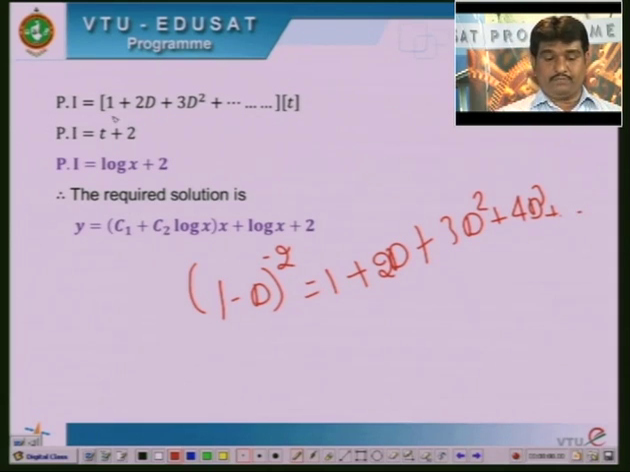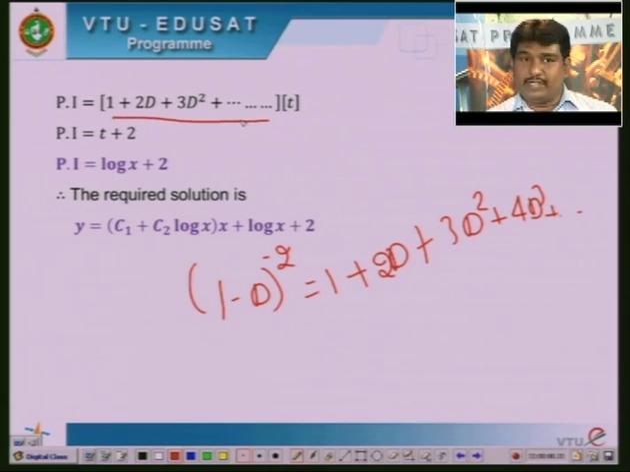Okay, so the same thing here. Operator on t, ignore derivatives of order greater than 1, because it's a polynomial of degree 1, we get t plus 2 as the answer here. So PI is log x plus 2. Therefore the required solution is y equals c1 plus c2 log x into x plus log x plus 2.